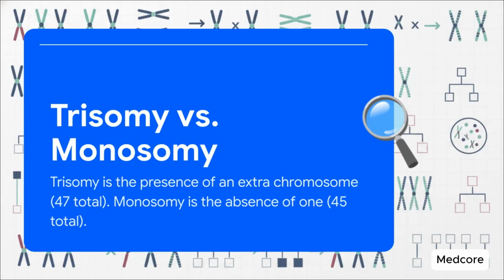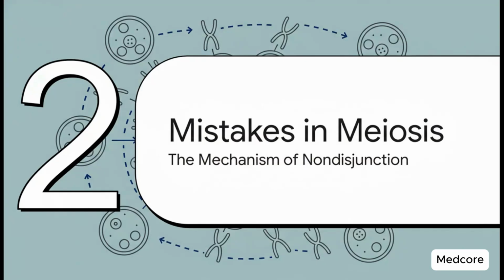And aneuploidy itself comes in two main flavors that you've got to know. First, there's trisomy. Just think tri, like triangle, for 3. It means you have an extra chromosome, so 47 total instead of 46. 3 copies of one chromosome instead of the usual 2. The opposite of that is monosomy. Mono means 1, so you're missing a chromosome, for a total of 45. You've only got 1 copy where there should be 2. Okay, so that's the what.